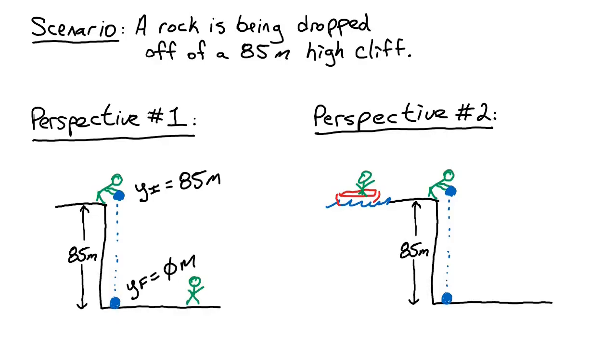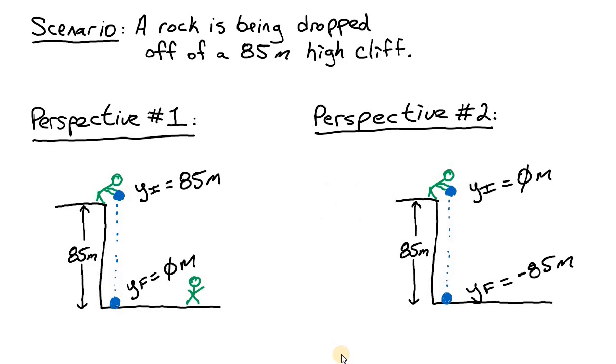So, what would you say is the initial height of the object now, keeping in mind that this is ground level? Okay, this is now 0 meters high. And what would you say the final height of the object is as it hits the bottom of this hole or the bottom of this cliff? Negative 85 meters. Okay, so I'm just going to take this away.